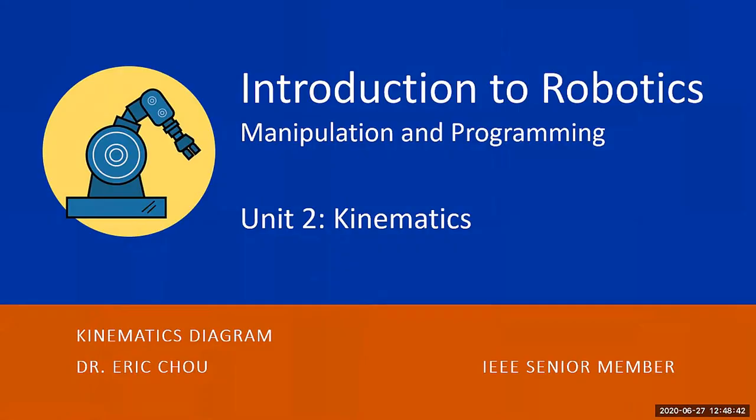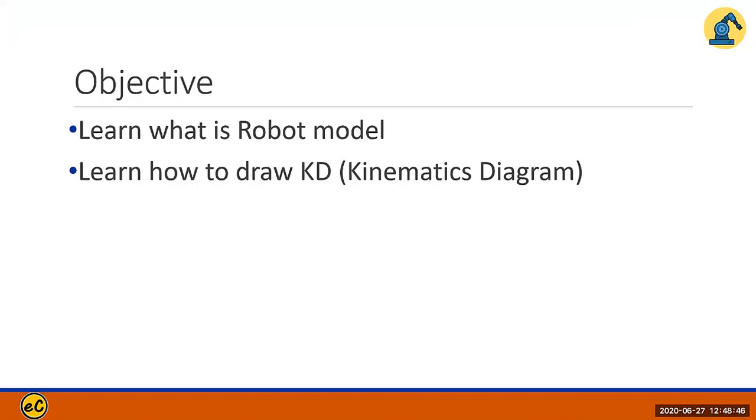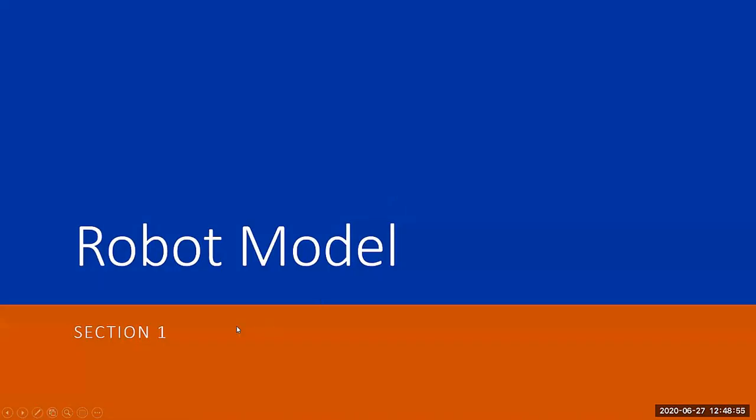Unit 2, Kinematics. Kinematic diagram. Objective: learn what a robot model is, and learn how to draw a kinematic diagram. Section 1, robot model.